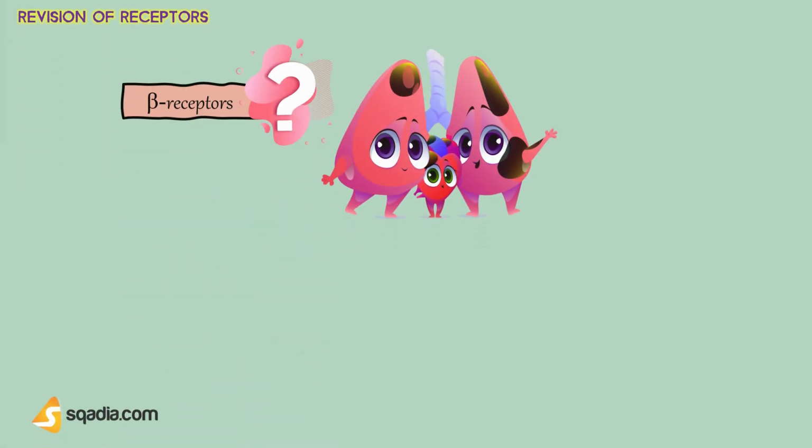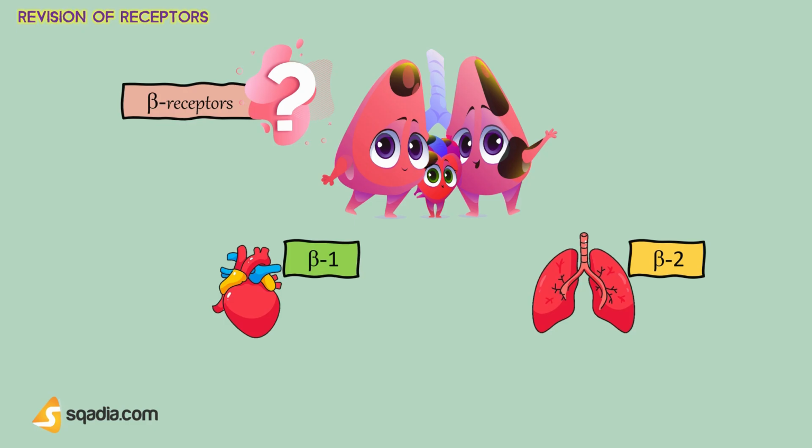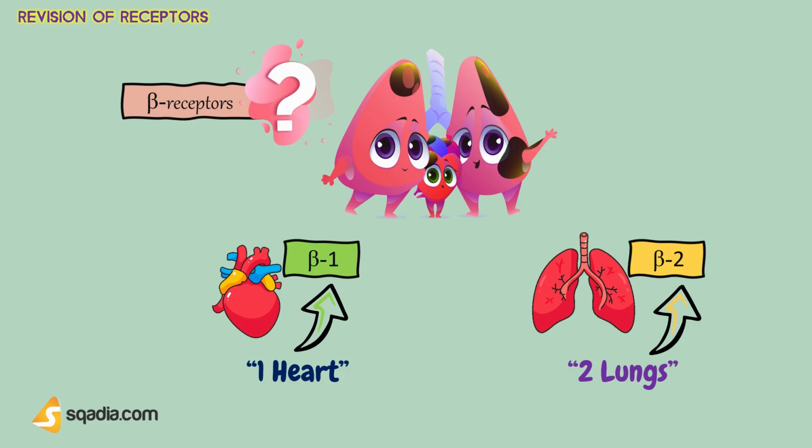Now, what about memorizing beta receptors of the heart and lungs? Well, it's easy to learn which subtype predominates in each, as the heart has predominantly beta-1 receptors, and the lungs have mainly beta-2, and of course, you have one heart and two lungs. So, one heart indicates beta-1, and two lungs indicate beta-2. Quite easy to remember, right?